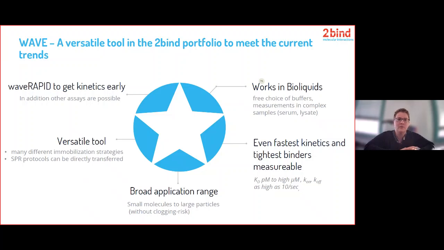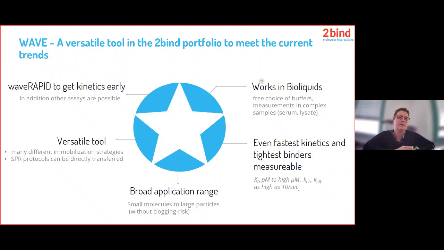In addition to those trends, we like that this is a quite versatile tool. There's a lot of different immobilization strategies available. SPR protocols can be directly transferred. We can use that tool in hit ID, validation, optimization. That's really great. And also what we like is, since our company is not just focusing on small molecules, but we also work with virus particles and other things, we have technology with Wave that can also do that. And so it broadens our spectrum, and it's a more versatile and valuable tool for us then.